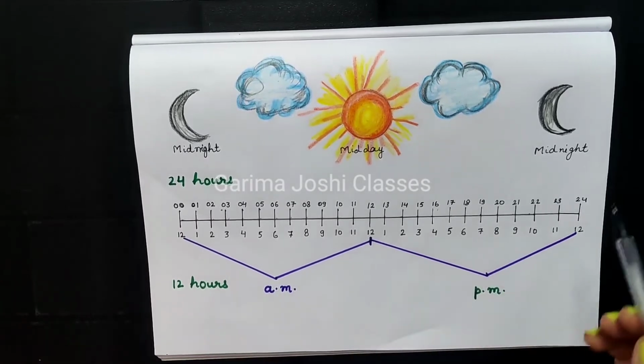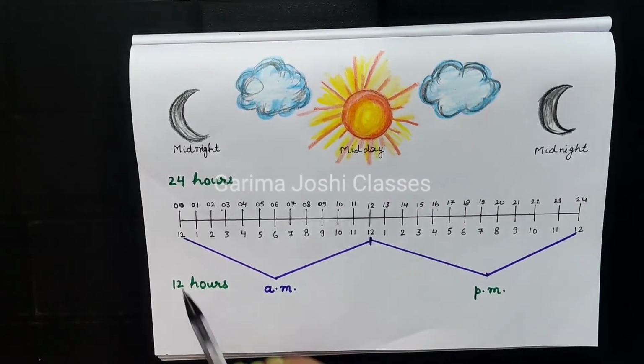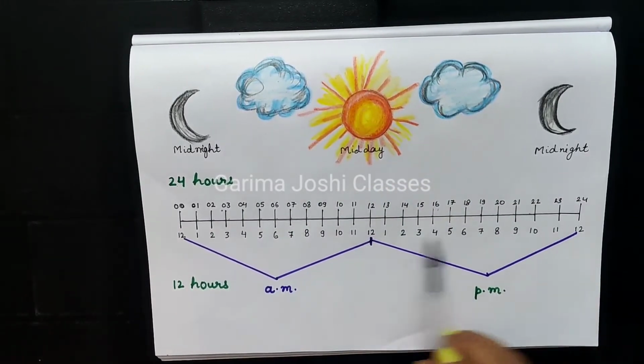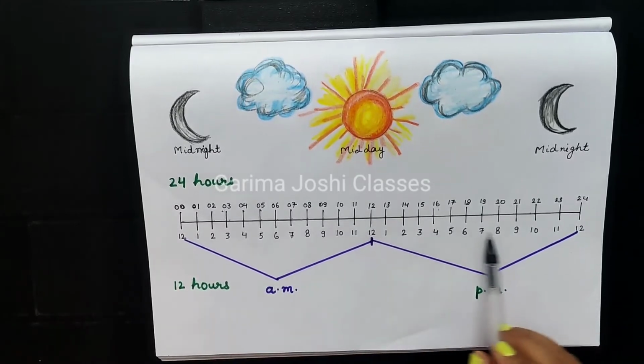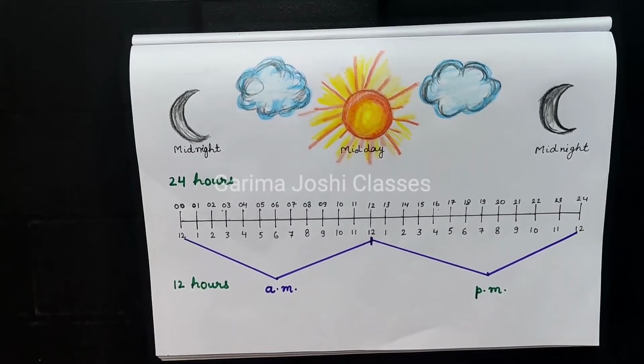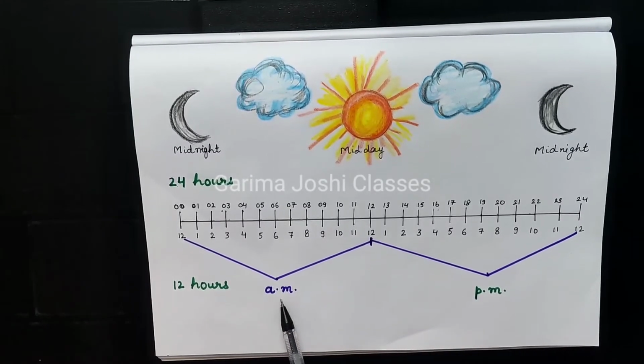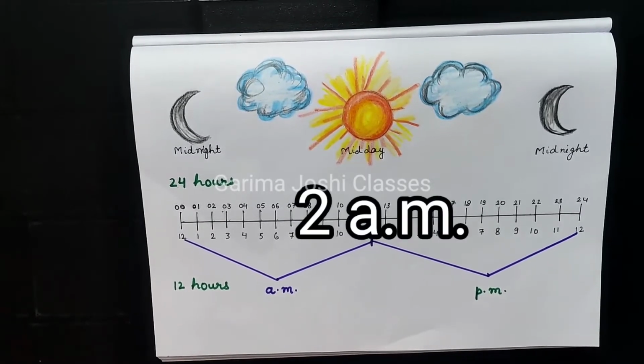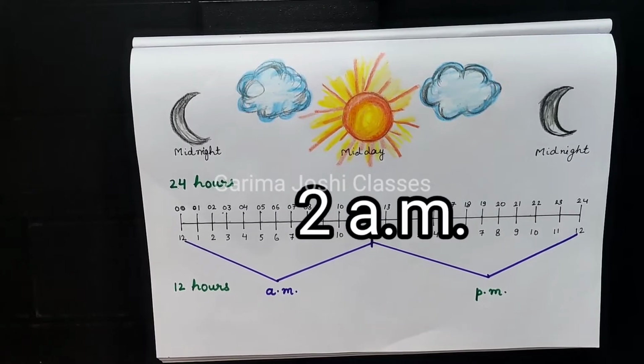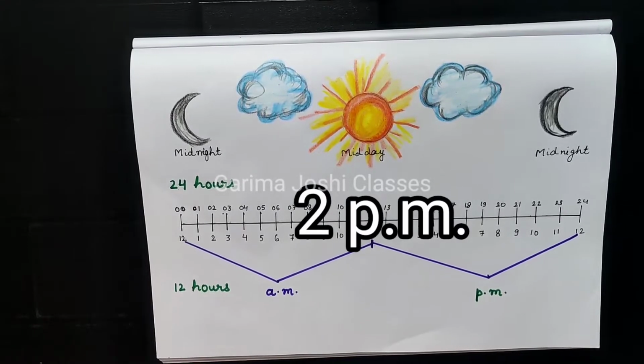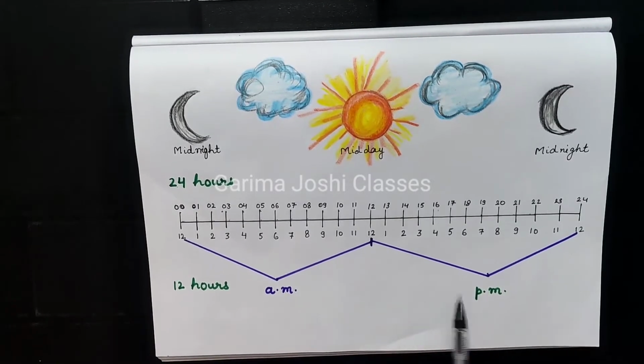Hello children. We all know that there are 24 hours in a day. Now, we will talk about the concept of AM and PM. Sometimes you have seen that the time is written as 2 AM or somewhere it is written as 2 PM. So what is the difference between AM and PM?